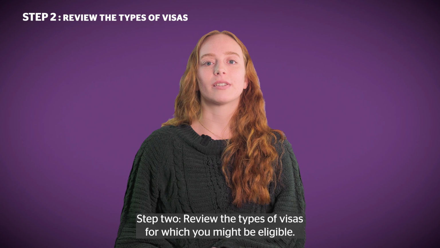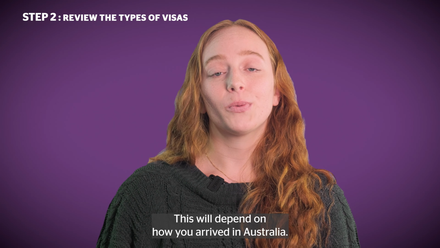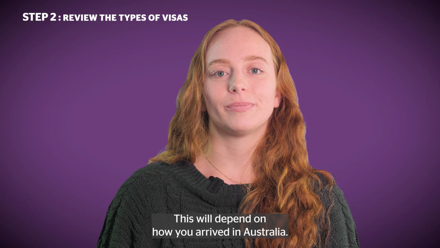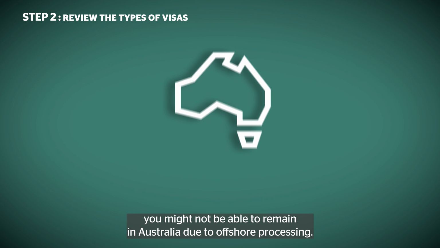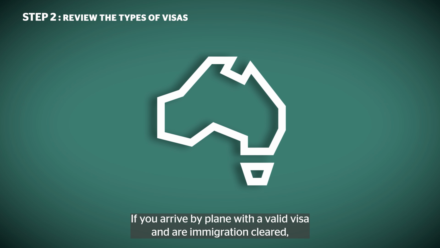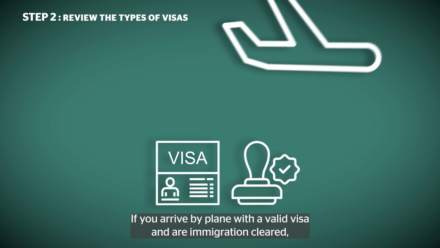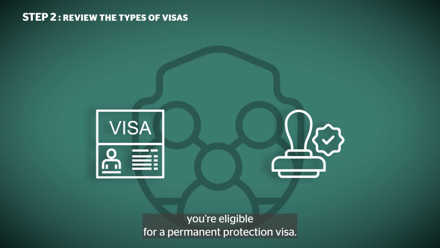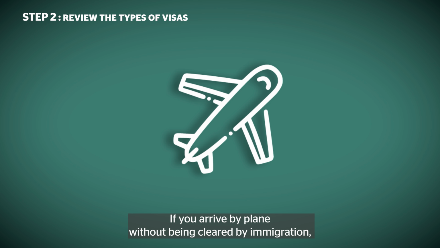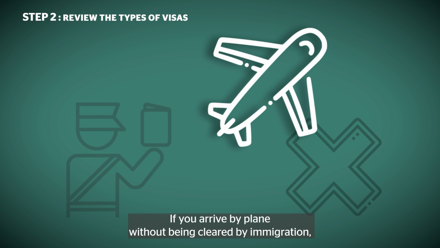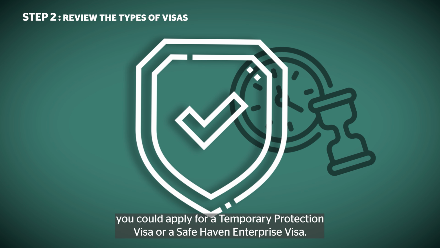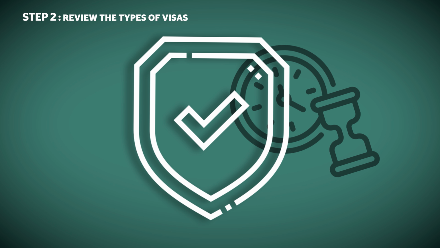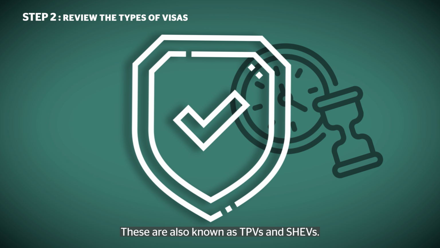Step 2. Review the types of visas for which you might be eligible. This will depend on how you arrived in Australia. If you arrive by boat, you might not be able to remain in Australia due to offshore processing. If you arrive by plane with a valid visa and are immigration cleared, you're eligible for a permanent protection visa. If you arrive by plane without being cleared by immigration, you could apply for a temporary protection visa or a safe haven enterprise visa. These are also known as TPVs and SHEVs.